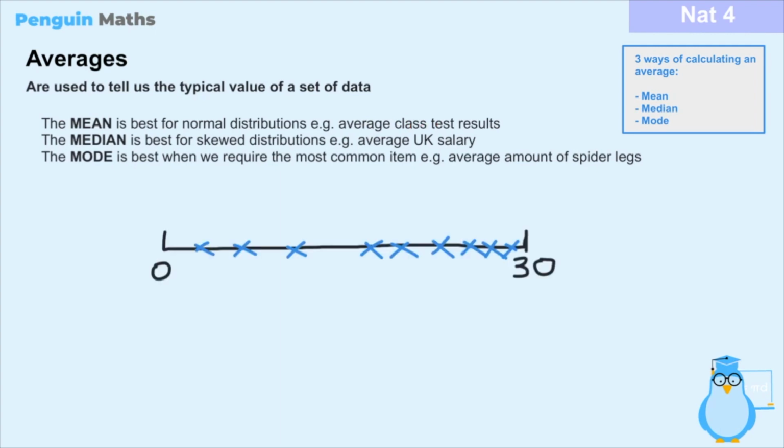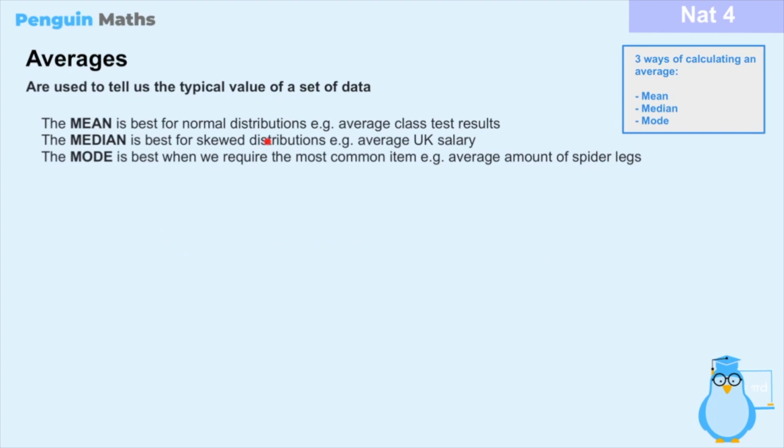And if we imagine the class test is out of a possible high score of 30, that means that every result is going to occur between 0 and 30. So all of our results fall in this scale. And because it's restricted to both 0 and 30 as a minimum and maximum, this would just be a normal distribution. And for something like this, the mean is the best way to measure the average of these results.